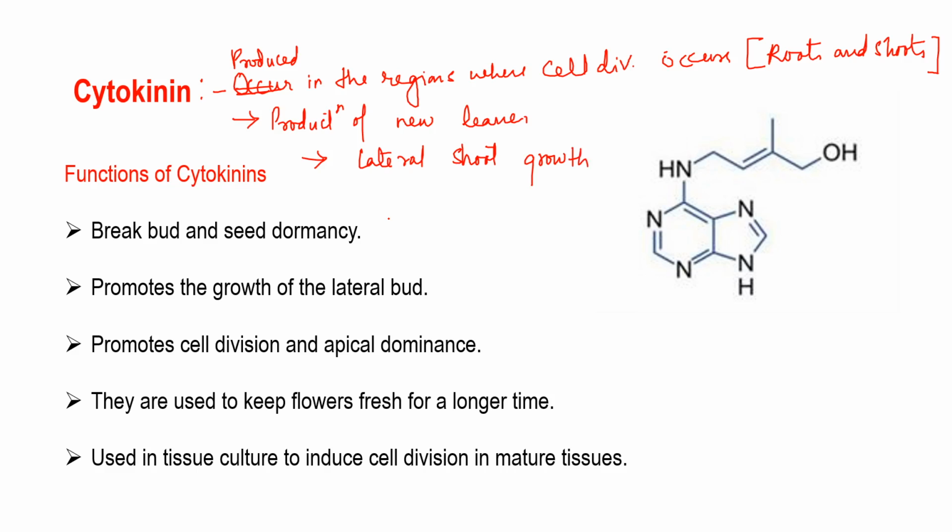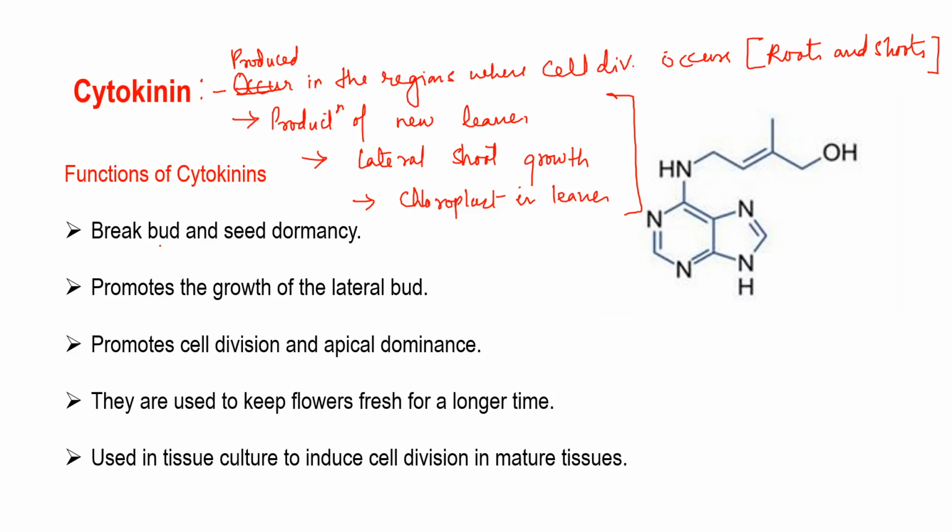Clear? As well as help in development or production of chloroplast in leaves. Okay, so these are the important functions which I have just mentioned you. Clear? And apart from this, they also help in overcoming apical dominance and delay aging of leaves. Clear? So apart from these important functions, here I have mentioned you the other important functions of cytokinin.